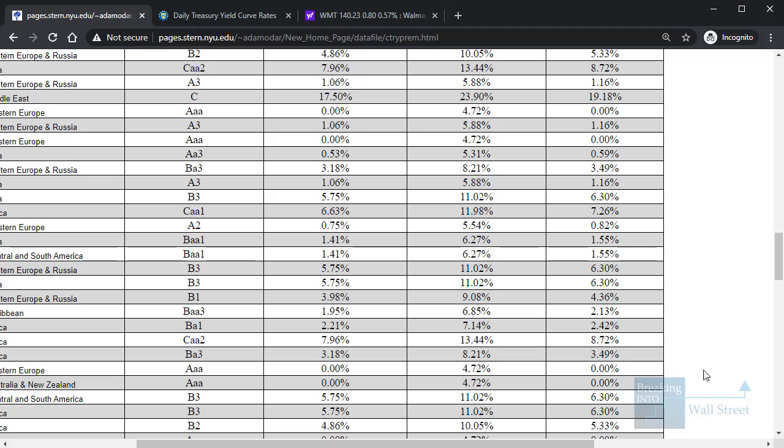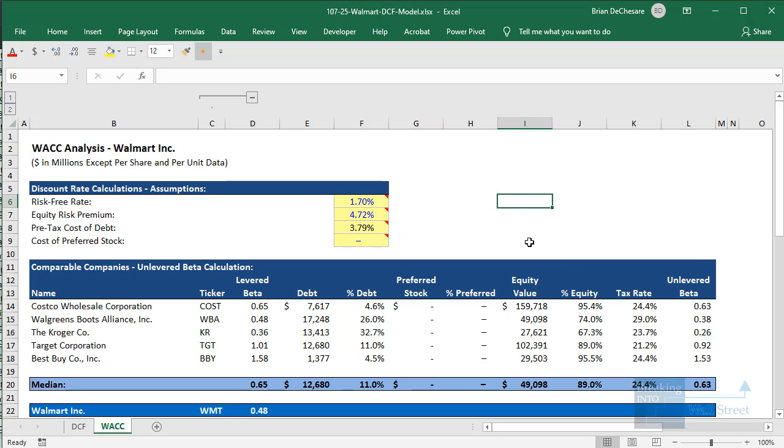What this means, putting this all together, is the following. We can just go in and say something like this: 1.7% for the risk-free rate plus 4.72% for the equity risk premium times 0.48 for Walmart. And look at that. We get to a cost of equity of around 4%, very similar to their cost of debt.